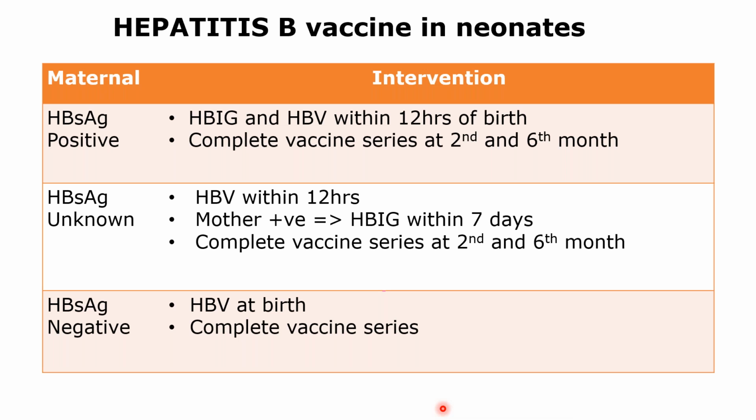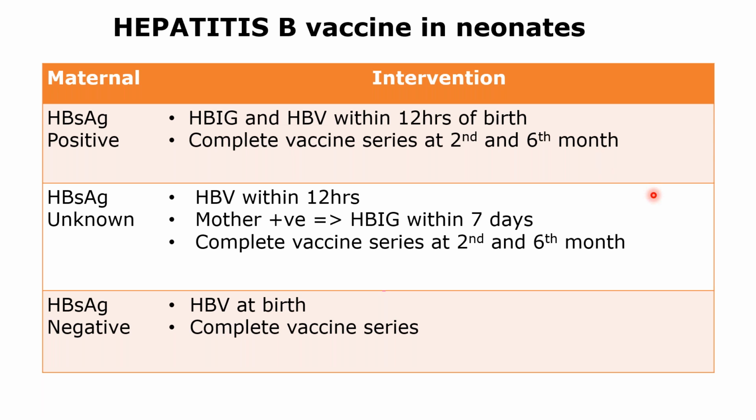Now, what is the recommendation regarding hepatitis B vaccine in neonates to prevent vertical transmission of hepatitis B from the mother to the baby? Now, if the mother is hepatitis B positive, then what should you do? We should give hepatitis B immunoglobulin as well as hepatitis B vaccine within 12 hours of birth. Okay. If you do not have immunoglobulin, at least vaccine you should give within 12 hours of birth and immunoglobulin as soon as possible, as soon as it is available. Okay. And complete the vaccine series at 2nd and 6th month.